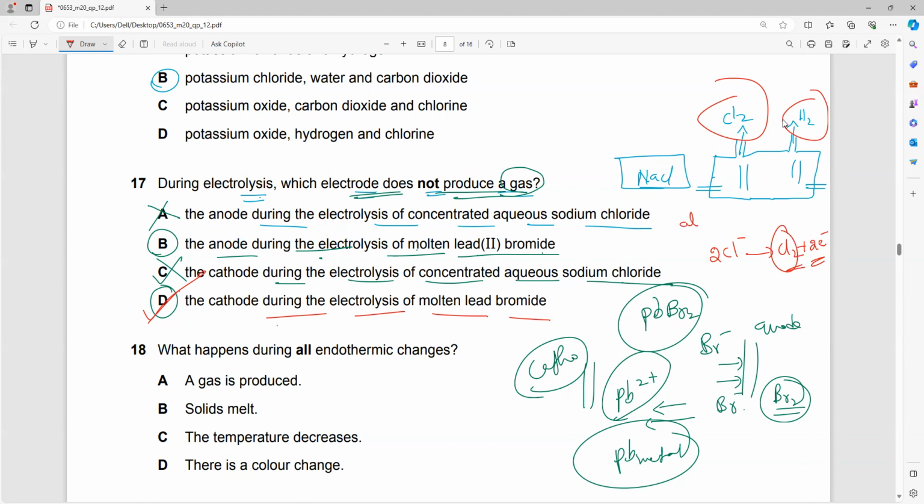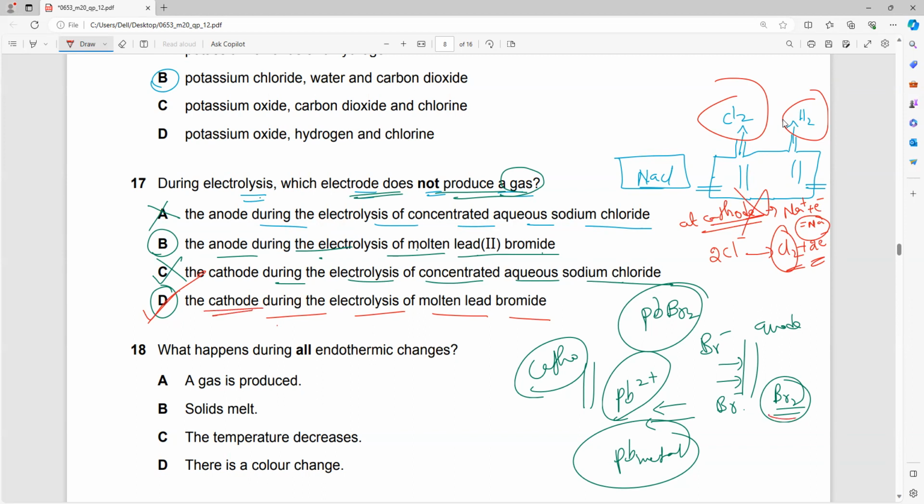But at the cathode, what is happening? Is any gas coming? There are sodium ions. They will take one electron and turn into a sodium atom. So no gas will be produced at the cathode. That is the same principle here.